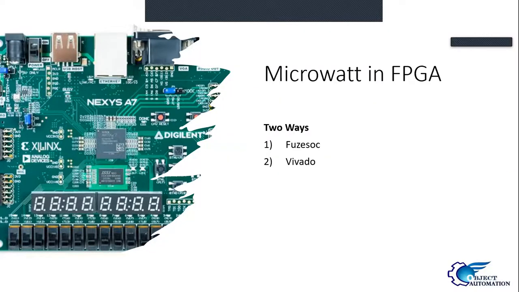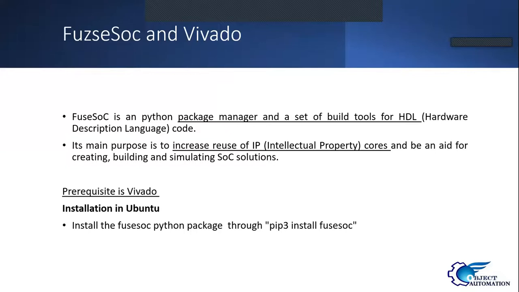command line mode. Fuse SoC is basically a Python package manager that is used to build tools for HDL. The main purpose is to use reusable IP cores so that you can build, simulate, and create your own SoC. It's one package that is available. You just have to clone it from its Git repository, and it's a Python package. So you can use pip, the Python package manager: pip3 install fusesoc. It will get installed in your system.